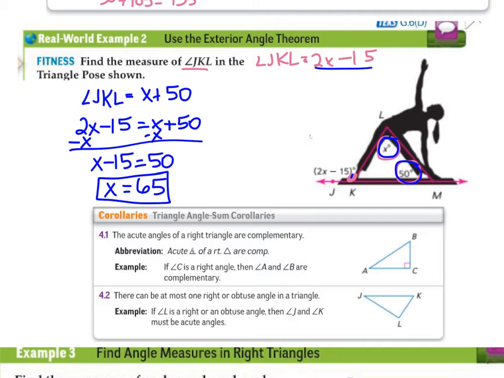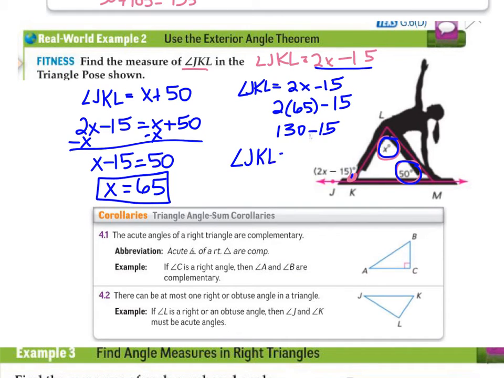Okay, so we know JKL equals 2x minus 15. We also know that x equals 65. So after substituting that in, we're left with 130 minus 15, leaving us to know that JKL equals a total of 115.